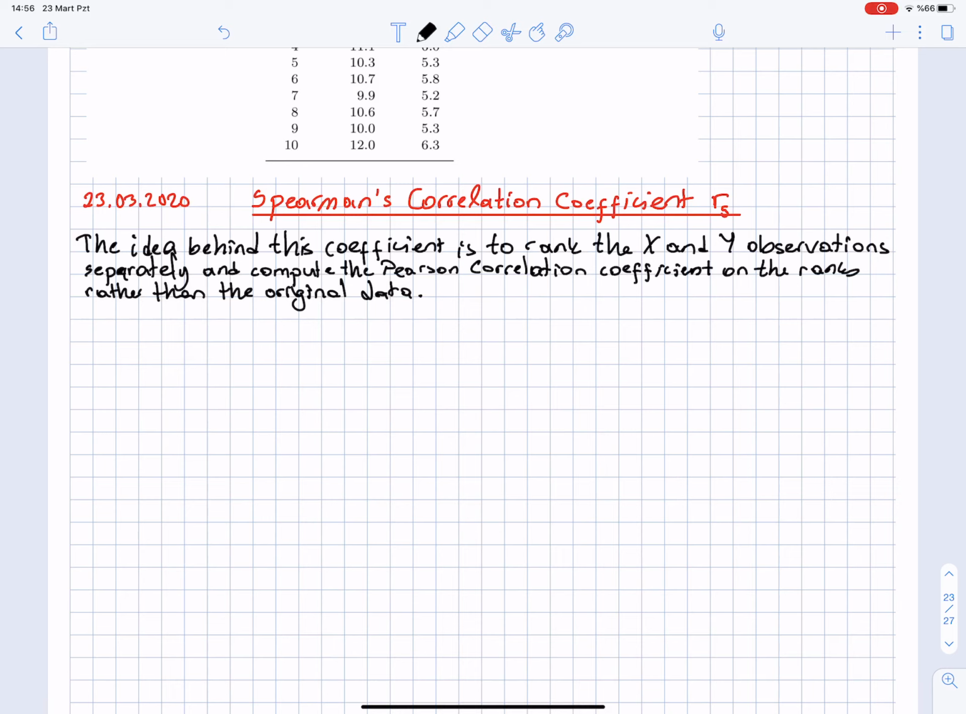There is a formula for the Spearman, which is much easier than the Pearson correlation: RS equals 1 minus 6 times the sum of di squared, divided by n times n squared minus 1.